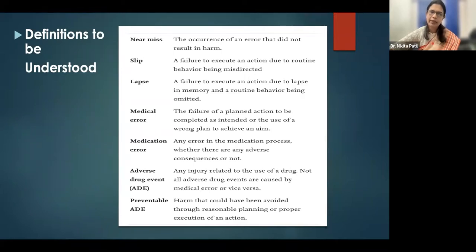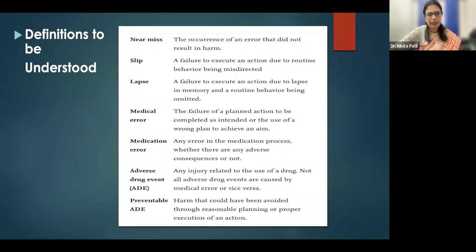Then medical error: the failure of a planned action to be completed as intended, or the use of a wrong plan to achieve an end. This is quite simple. Even not keeping an airway, not planning for a nasal intubation, not talking to the patient, informed consent, is again a medical error. That patient should be informed, that I am now going to give you this block, and after this needle you will feel some tingling somewhere, a current will come. So it has to be informed.